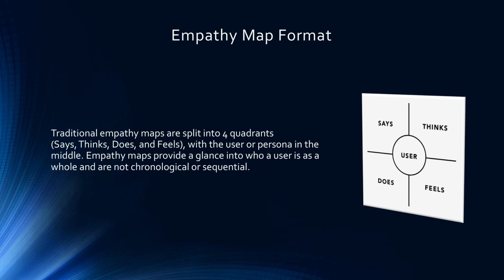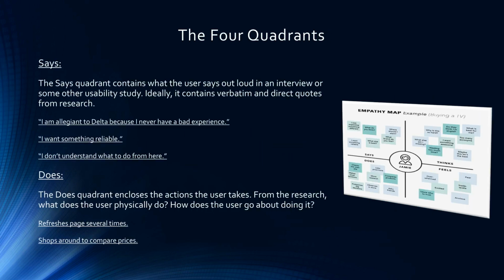What is a traditional empathy map format? Traditional empathy maps are split into 4 quadrants: says, thinks, does, and feels, with the user or persona in the middle. Empathy maps provide a glance into who a user is as a whole and are not chronological or sequential. Let's review the 4 empathy map quadrants.